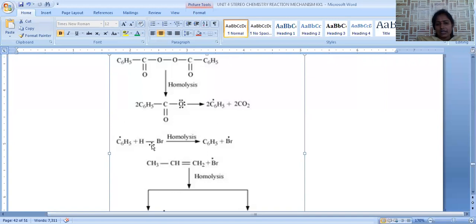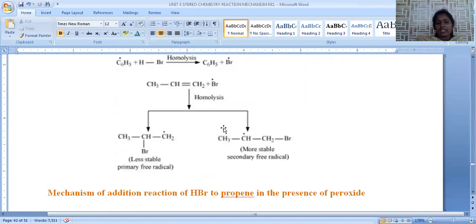It is treated with HBr. In this reaction of propene with HBr, the HBr is first treated with this phenyl free radical. So again, homolytic fission is possible. It abstracts the H radical and is converted into a bromine free radical. This bromine free radical can attack either position. Bromine can attack at the first position, otherwise the second position.